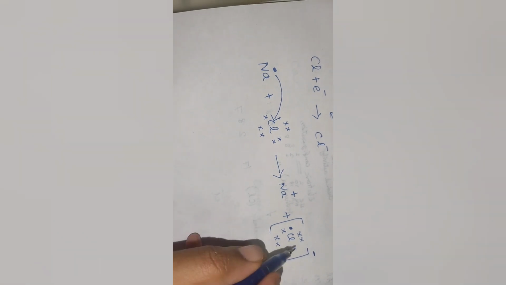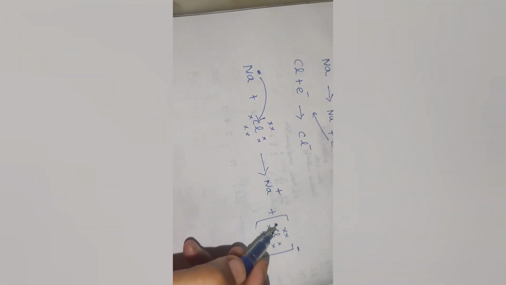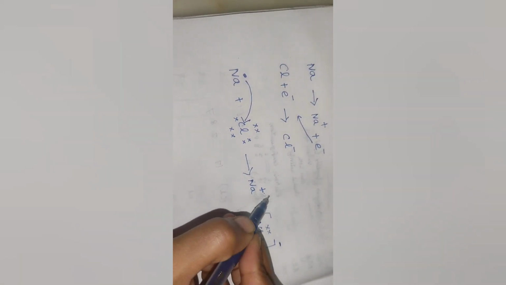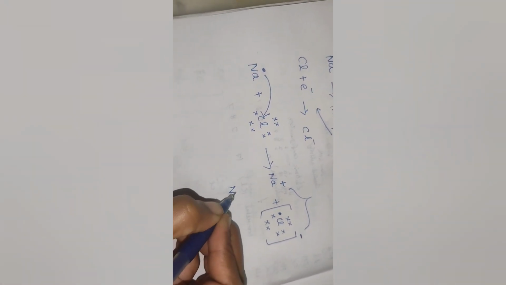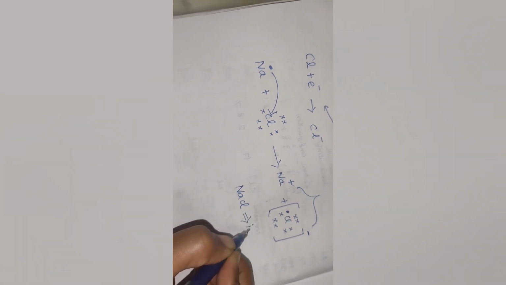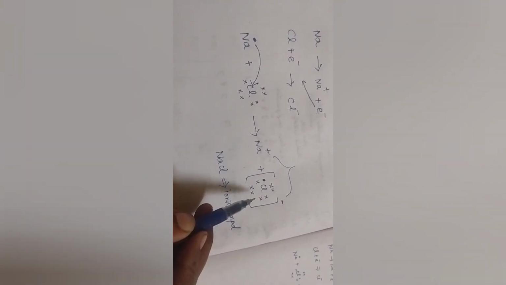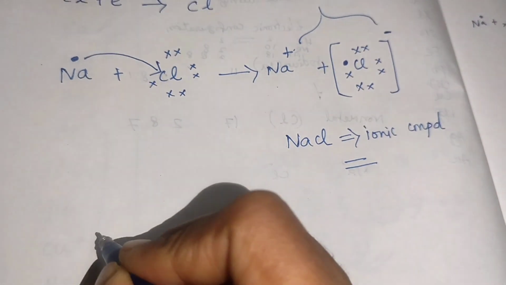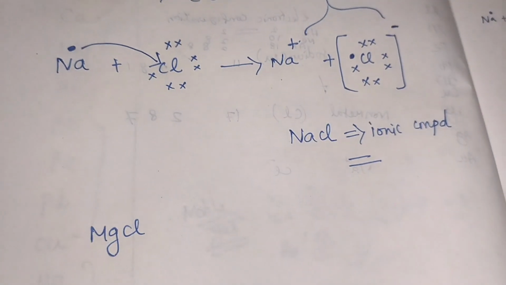Now Na plus and Cl minus, these two are oppositely charged. Sodium and chlorine are oppositely charged. So these opposite charges will attract each other with the electrostatic force and it will form NaCl, an ionic compound. So when metal and non-metal react with each other, they produce an ionic compound. Like that, now another ionic compound formation we are going to see, that is magnesium chloride.